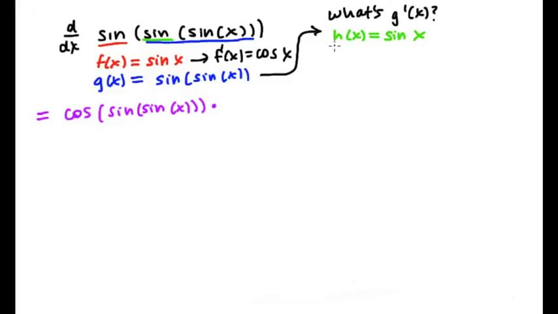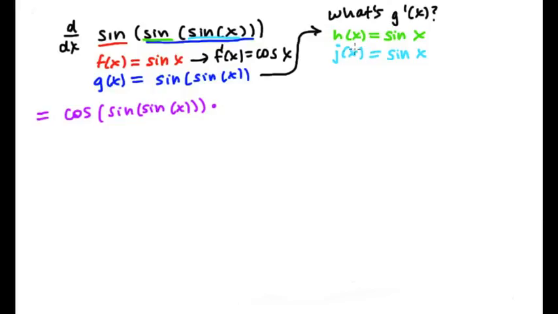And then the inside here, I'm going to call j of x because I'm running out of letters. So j of x is equal to sine x also. So this whole calculation here is going to be g prime of x. And to do it, we're doing another chain rule.